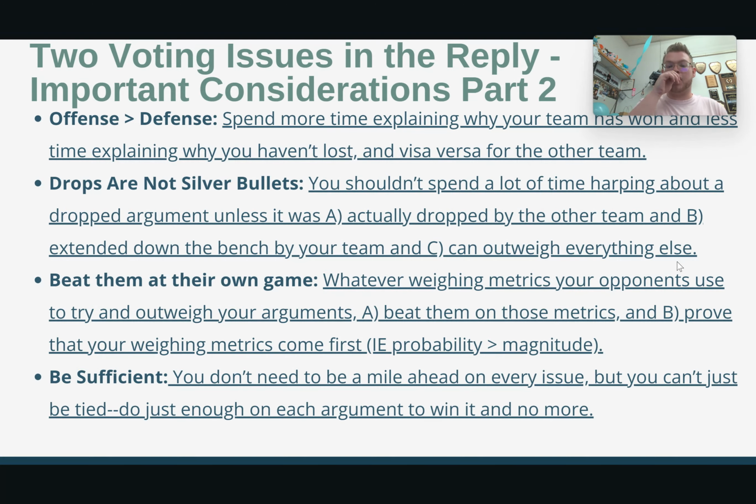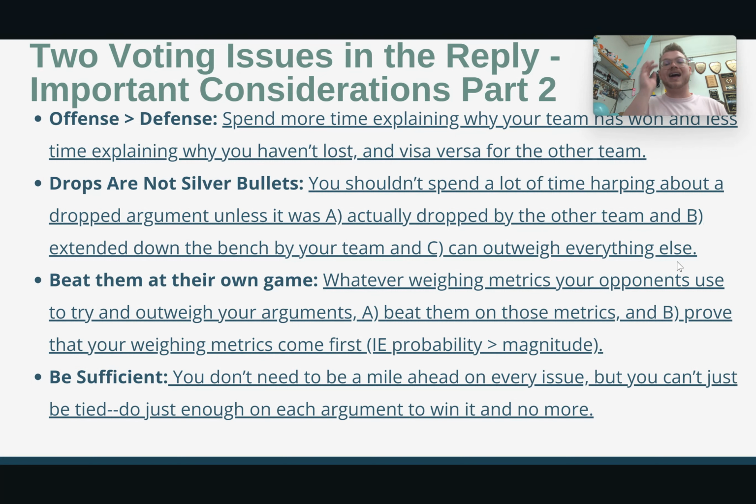Next, you should try to beat them at their own game. Whatever weighing metrics they tried to use to outweigh your arguments, A, you should beat them on those metrics, and B, prove that your weighing metrics come first. I.e., if they went for magnitude, you go for probability and prove that probability is more important. Or as part of A, if they went for magnitude, prove that you also win on magnitude. This is especially good as a proposition reply because you know what metrics they're going to use because they already made them.